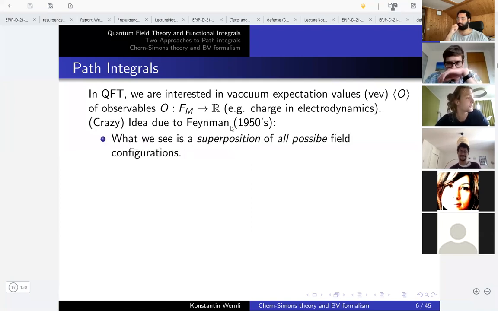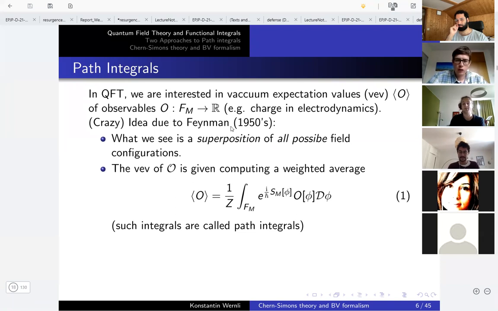So it's actually what we're observing when we observe quantum phenomena is that we're observing a superposition of all the possible field configurations. So it's not just one field configuration that contributes to what we see, like in the classical case, but really we are seeing the superposition of all the field configurations. So we know how to take an average in mathematics, right? So we take an integral. So we take this weighted average where we integrate over all the field configurations the value of the observable weighted by this exponential term here.